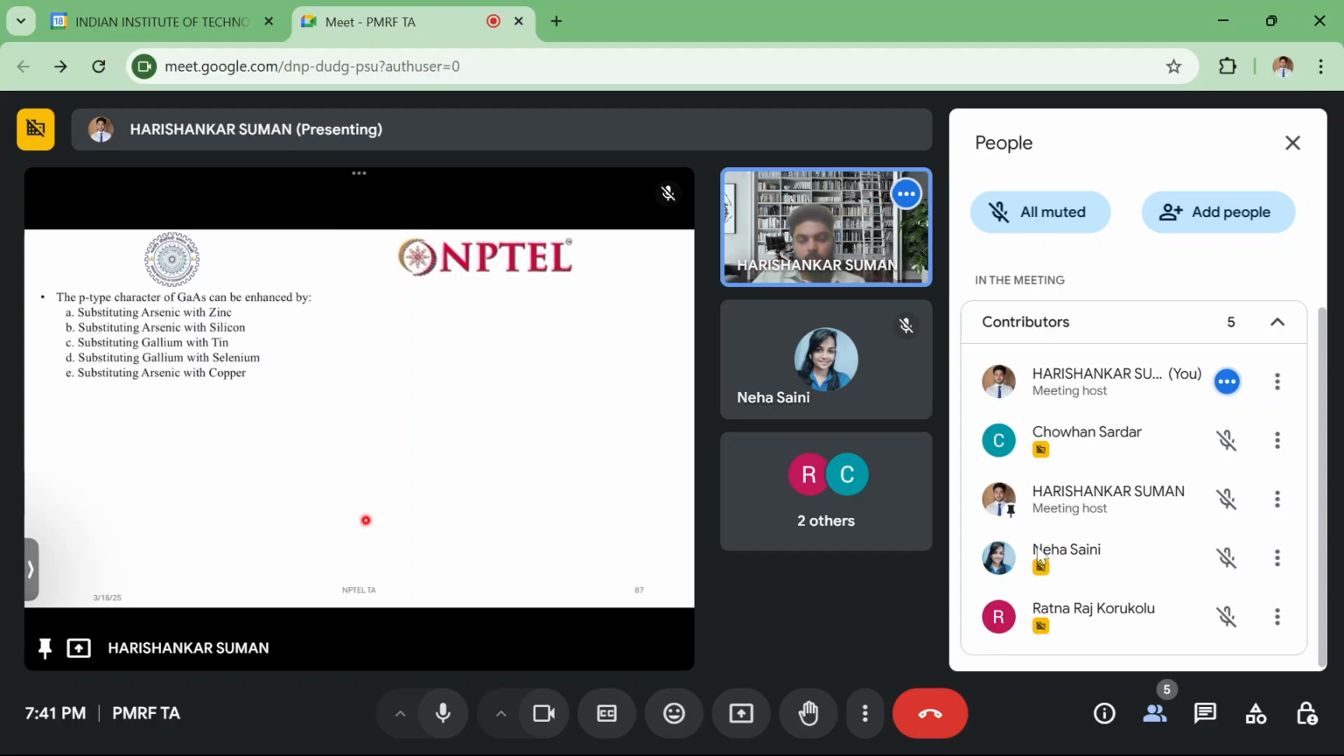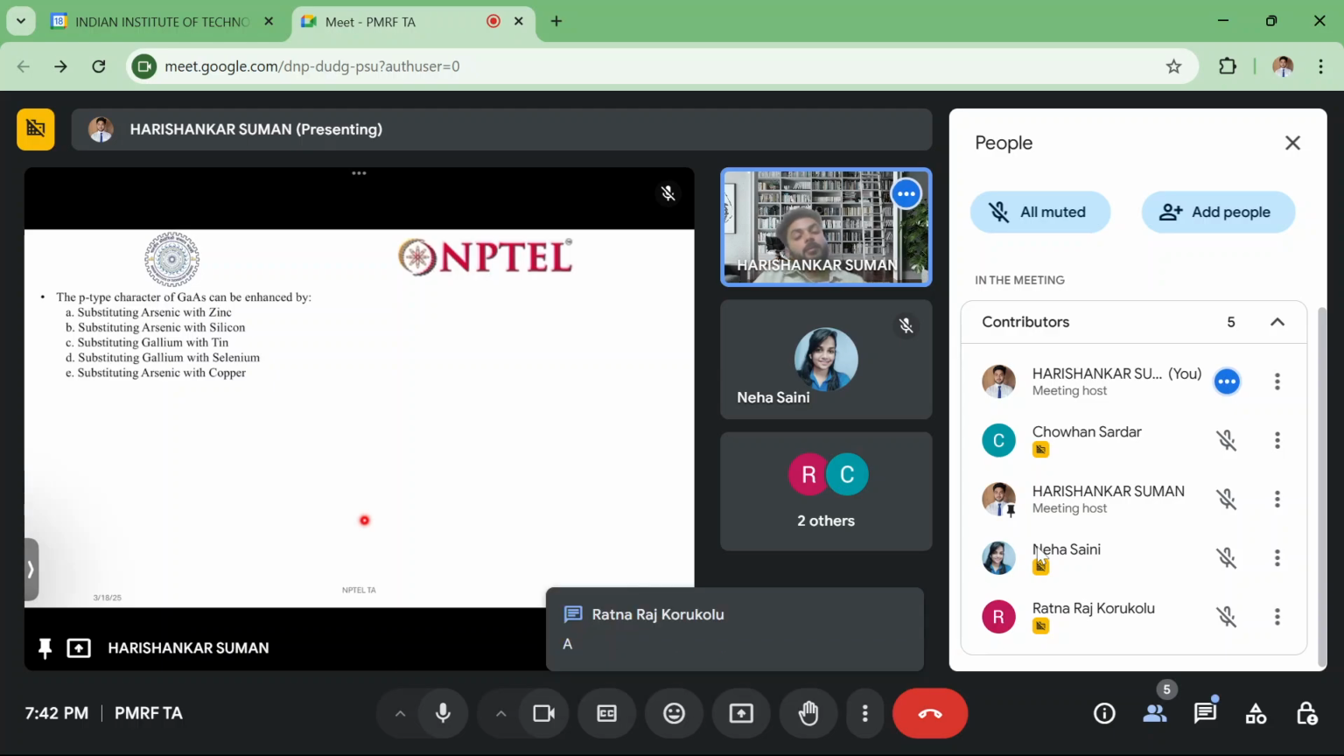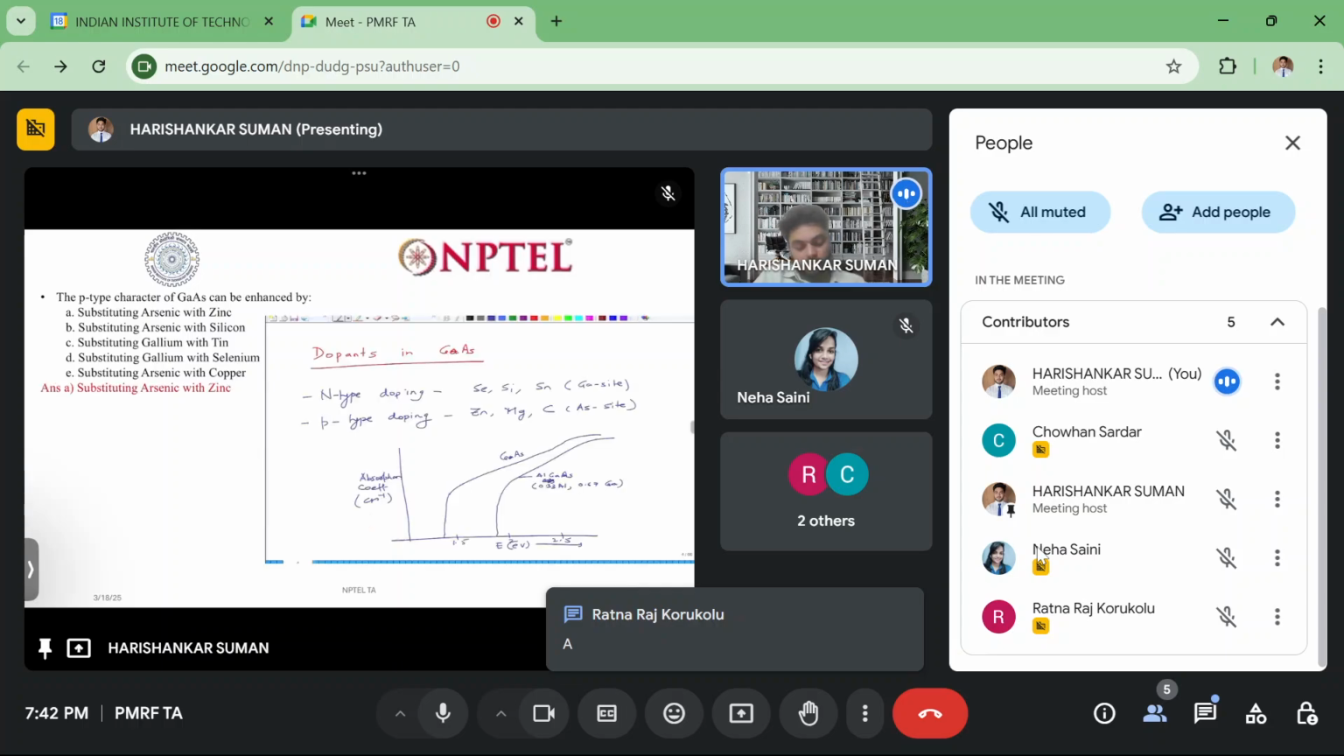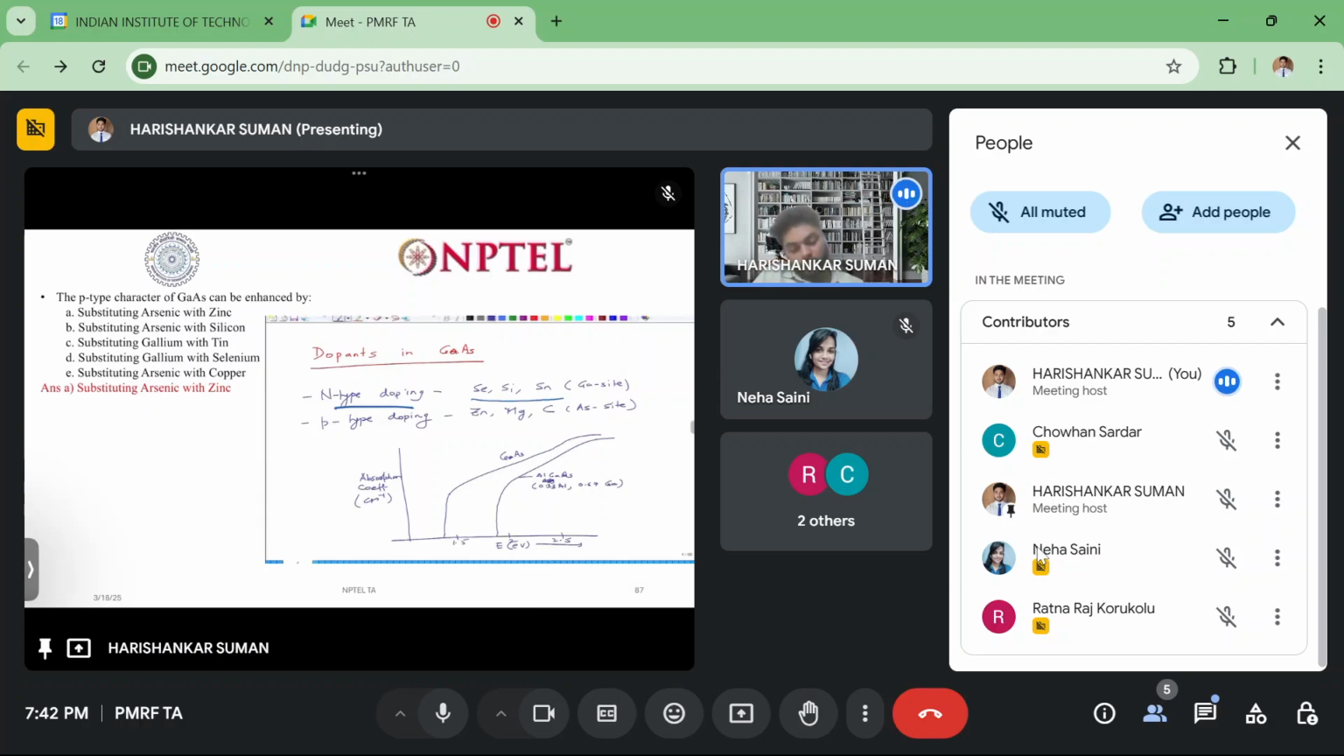Next question. P-type character of gallium arsenide can be enhanced by. Yes, please choose your option. Okay, A, thank you. Yeah, A is the correct. For N-type, you can see this is the Si, Sn, and P-type Zn, Mg, C.